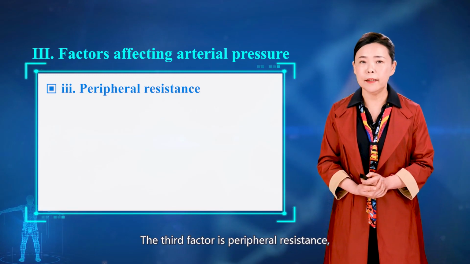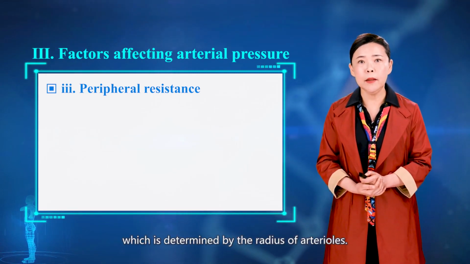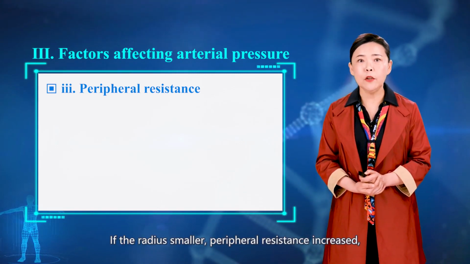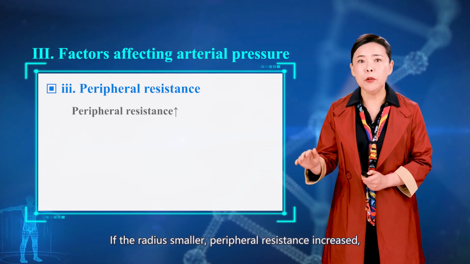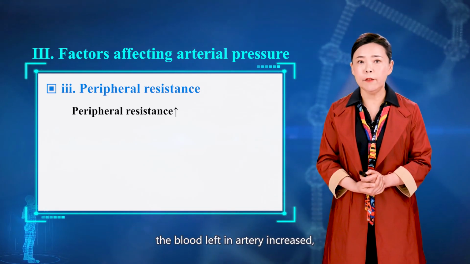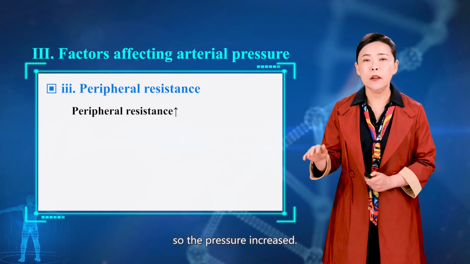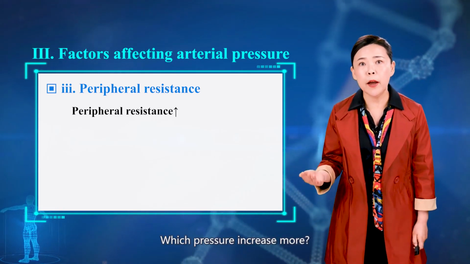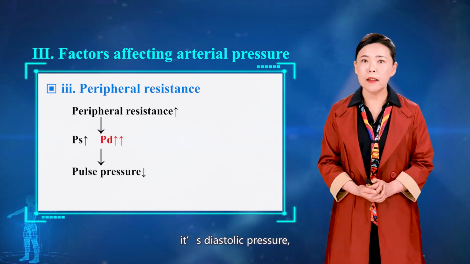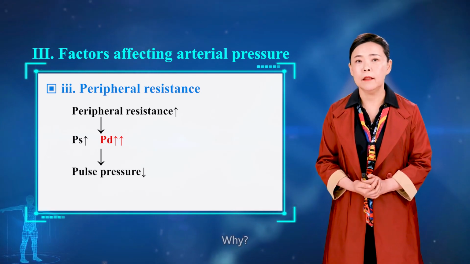The third factor is peripheral resistance, which is determined by the radius of arterioles. If the radius is smaller, the peripheral resistance increases. The blood left in artery increases. So the pressure increases. Which pressure increases more? Yes, it's diastolic pressure, and the pulse pressure decreases. Why?